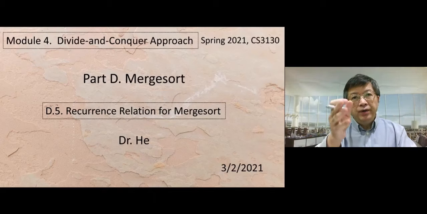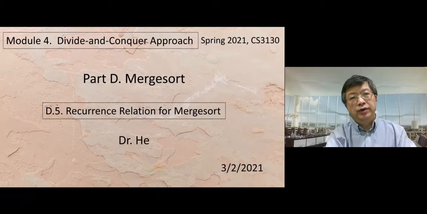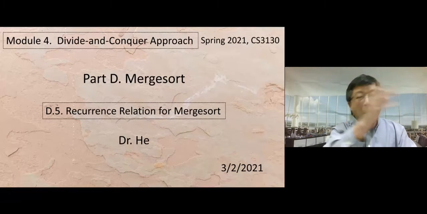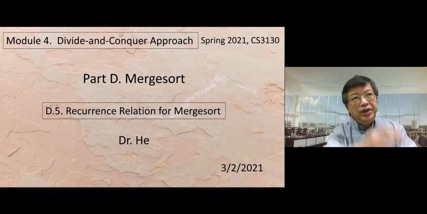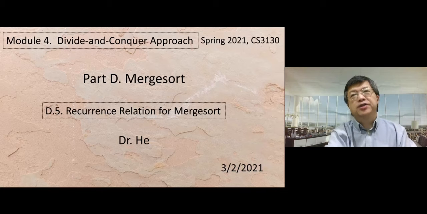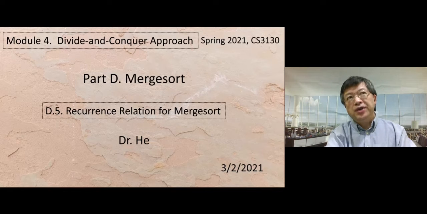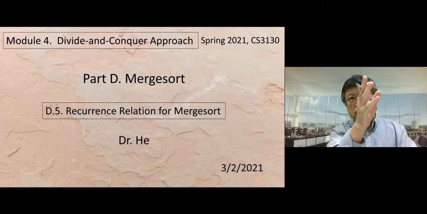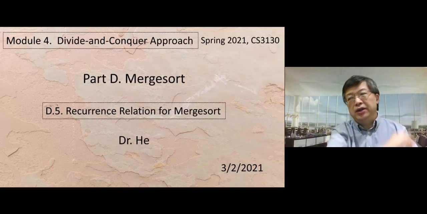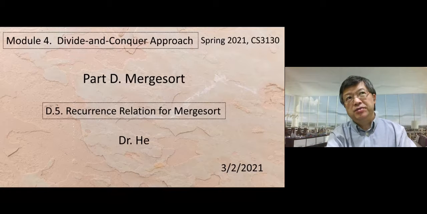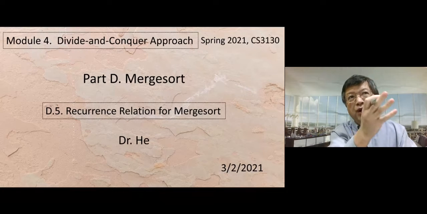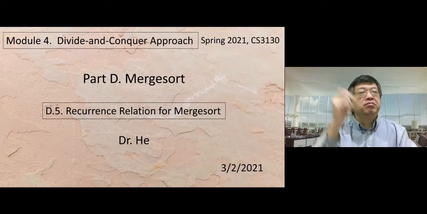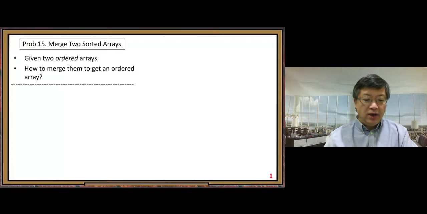Recurrence relation for merge sort. We need to do analysis. We need to estimate the efficiency for the worst case. The reason is we want to see if the worst case is good or not, because our goal is to avoid poor worst case performance. All right.